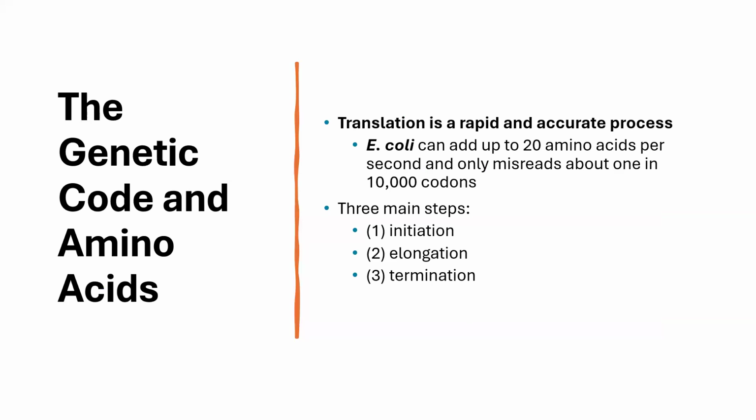And so the process of performing translation is very fast. For example, E. coli can add up to 20 amino acids per second, and it only misreads about 1 in every 10,000 codons, right? So most proteins don't have 10,000 amino acids in them. Just like in our other two processes, the three steps are initiation, elongation, and termination.